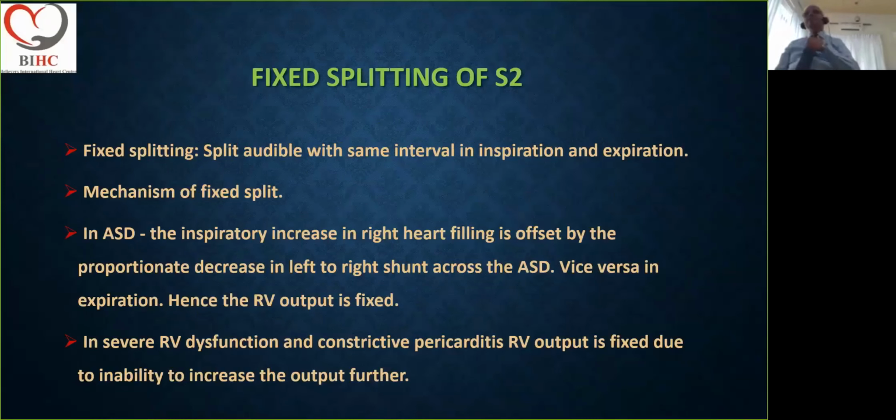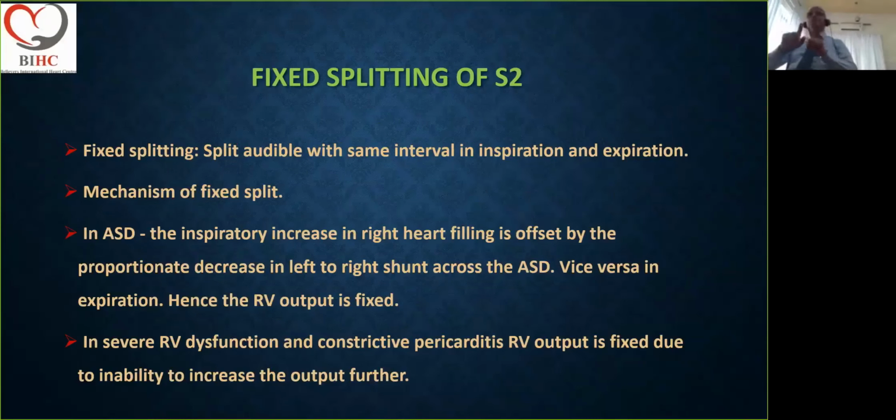The venous return is more in inspiration. These two vary reciprocally. In other words, the inspiratory increase in the right heart filling is offset by the reduction of the left to right shunt in inspiration. Contrariwise, the expiratory decline in the systemic venous return is balanced by the increase in the left to right shunt across the ASD. The net result, the RV gets the same input in both inspiration and expiration.